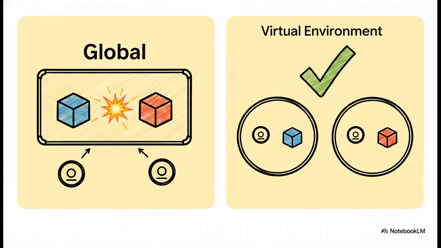Now just take a look at this slide because it perfectly shows the problem and the solution. On the left, in that global setup, all your projects are basically drinking from the same well. So what happens if project A needs an old version of a library, but project B needs a brand new version? Well, you have an impossible conflict. One of them is going to break. But on the right, with virtual environments, every project gets its own clean, private sandbox. They can use whatever versions they want, and they live in perfect, isolated harmony.